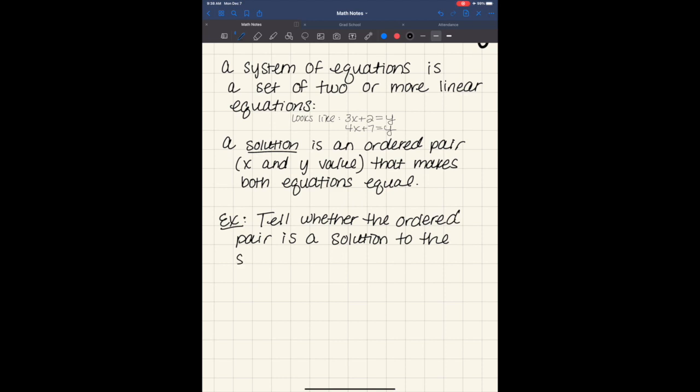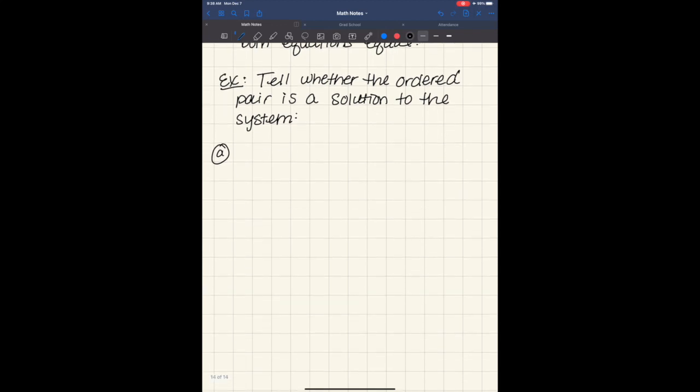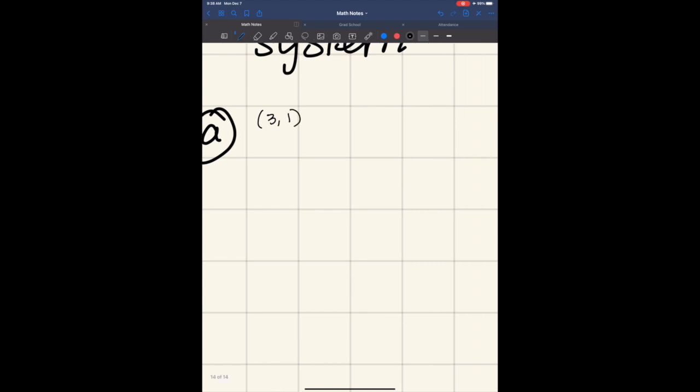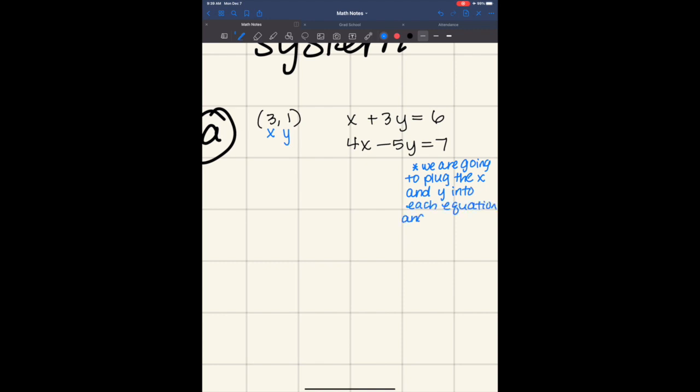So in these examples, we're just saying whether an ordered pair is a solution. So for the first one, we've got the ordered pair 3, 1. And I want to know if that's where the two lines x plus 3y equals 6 and 4x minus 5y equals 7 cross. So the way to figure out if that's where they cross is you plug those two numbers in, the 3 and the 1, for the x and the y in each equation. And if the equations are true, then that's where they cross. So if you're given the answer first, it's a lot easier because you just basically plug in those numbers for x and y. So I'm going to use colors to represent that.